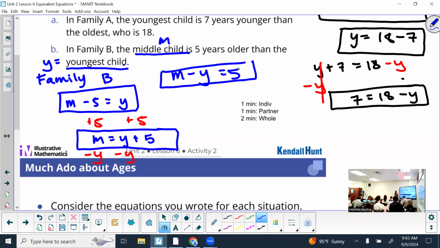And this one I isolated each part. So order matters in subtraction. It'd have to be M minus 5 or M minus Y. You can't switch those. But order doesn't matter in addition. So you can do 5 plus Y. Okay, good. Any questions?